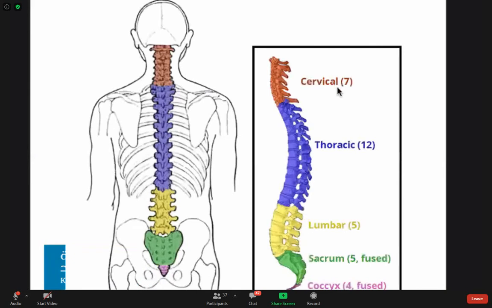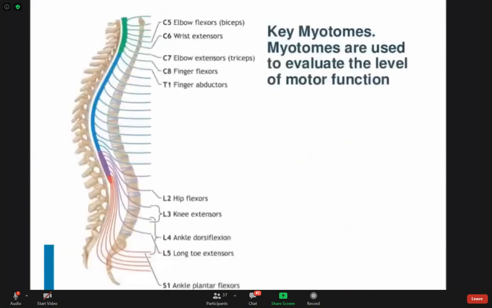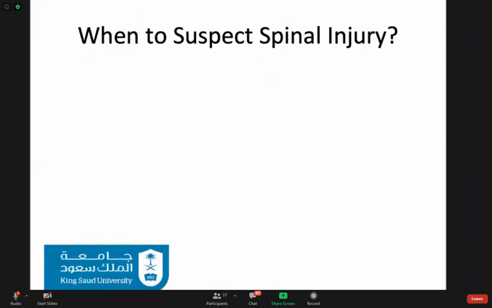Anatomy, I'm sure you know this: we have 7 cervical vertebrae, 12 thoracic, 5 lumbar, 5 sacral, which are fused, and then the coccyx, which is 4 of them, which is fused. Okay. Key myotomes, I'm not going to go over these, but you have to remember them just for your own sake, because this helps you significantly in the examination of a patient with a suspected neurological or spinal injury.